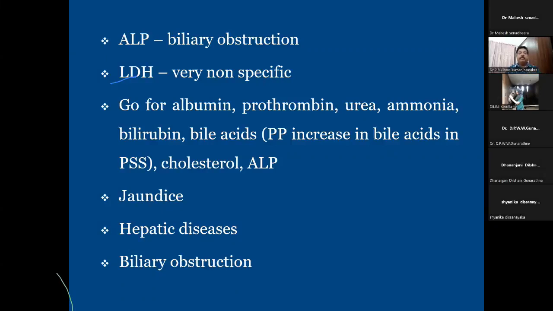Then if we are targeting the liver, go for albumin, prothrombin. See, all this we know very well. Take the albumin because the main seat of protein synthesis is the liver. From the liver, protein is being synthesized. Then prothrombin, synthesized in the liver. Urea, synthesized in the liver. Ammonia, metabolized in the liver. Bilirubin, conjugated in the liver. Bile acids, produced in the liver. Postprandial increase in bile acids in portosystemic shunting. I'm not describing all this because we have certain lack of time.